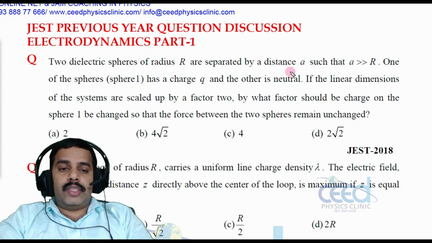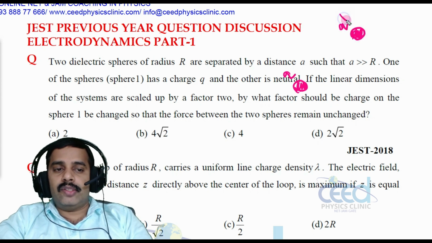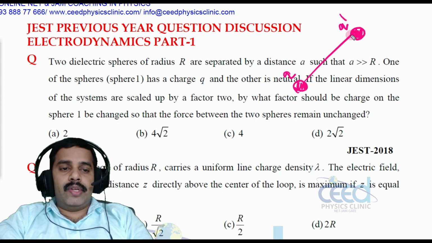Suppose you have a charge Q on the first sphere, at a large distance compared to the radius from an identical sphere which is neutral. Obviously we know there is a charge produced on it by induction. Suppose I call that Q dash, and the separation we take as A. We are not considering the radius of these two spheres because A is very large compared to R, as given in the question.